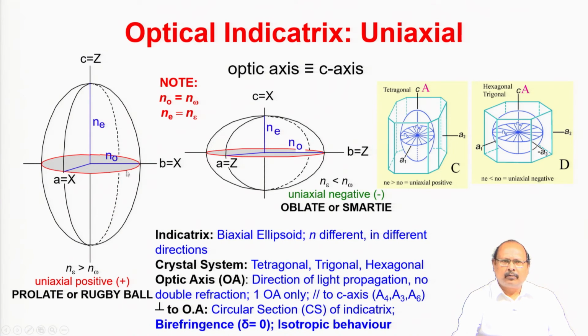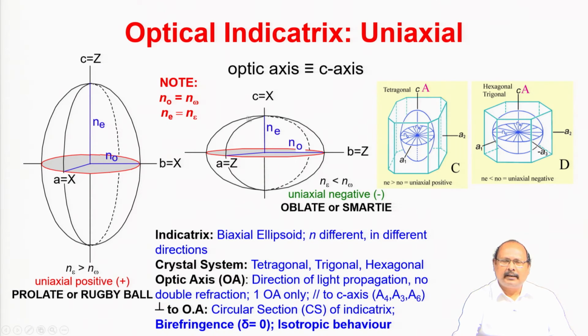What is the other important issue here? When you have n epsilon greater than n omega, the velocity of the extraordinary ray is lower than the velocity of the ordinary ray. That means the extraordinary ray is the slower ray, only then do you have epsilon greater than omega, and in that situation the uniaxial mineral's optical indicatrix is called prolate.